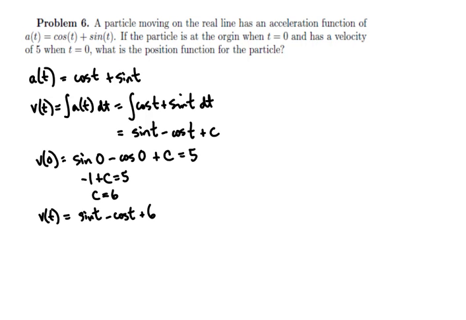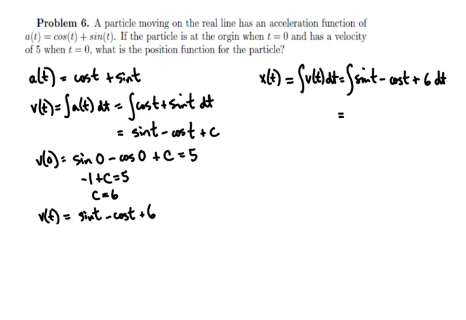Now again, we want the position function, so position is the integral of velocity. We'll call the position function x(t). And so we get x(t) is equal to the integral of v(t) dt, which is equal to the integral of sine t minus cosine t plus 6 dt.